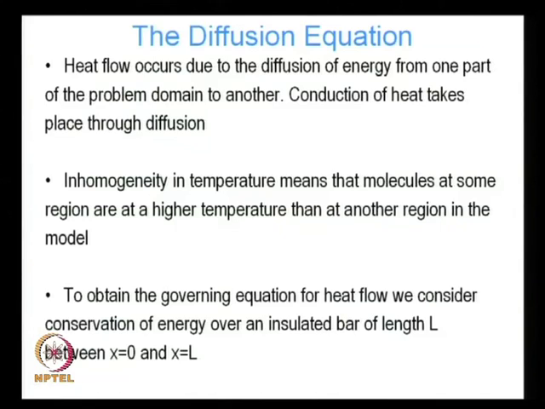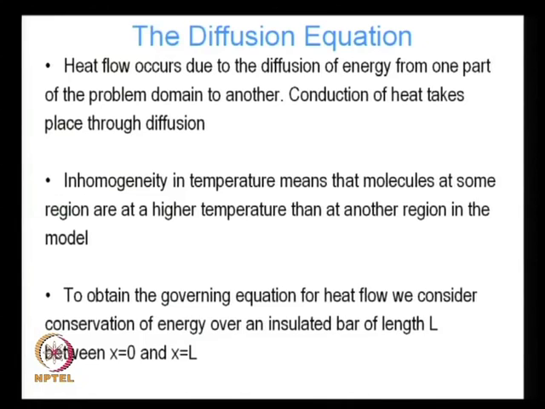While we were talking about the canonical forms of the second order linear partial differential equation, I mentioned that the diffusion equation is a typical example of the parabolic canonical form of the second order equation. A particular example of the diffusion equation is heat flow, diffusion of heat through a metal, or through any substance which conducts heat. So, heat flow occurs due to the diffusion of energy from one part of the problem domain to another. The conduction of heat takes place through diffusion.